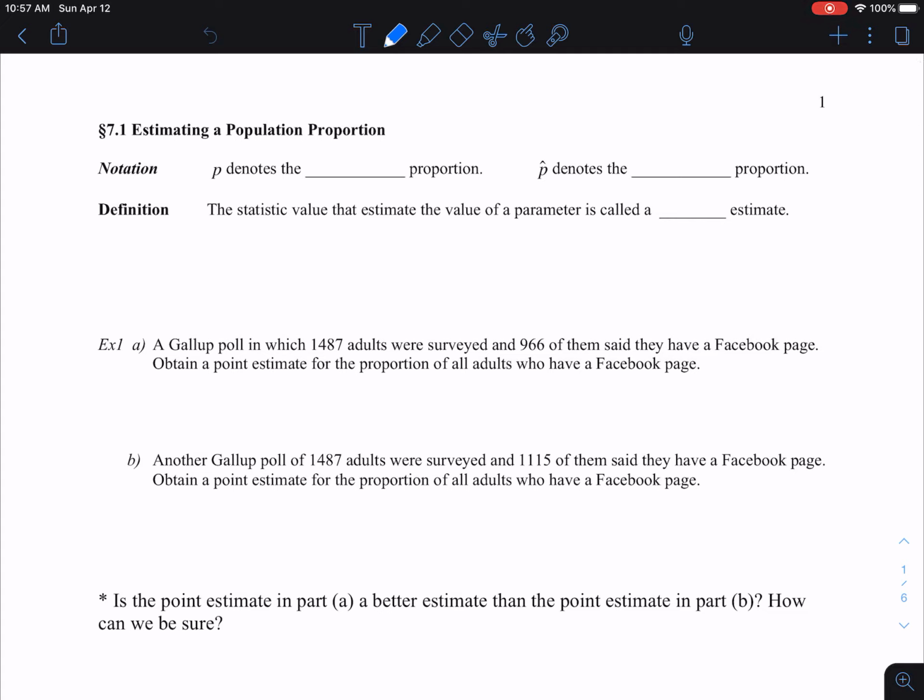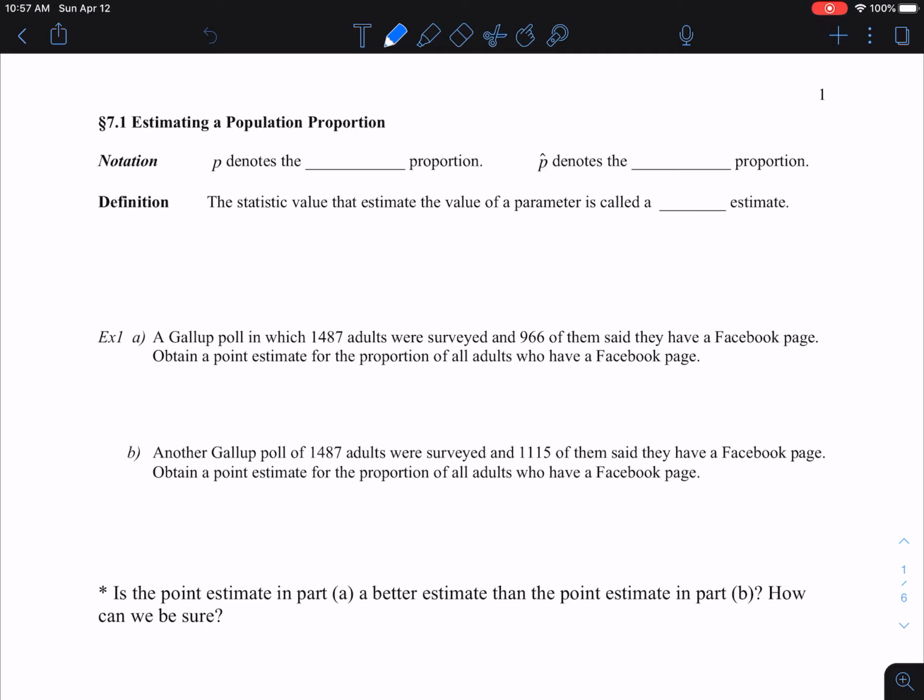So pretty much up to this point, in every single problem we've done in this class, the parameter is always given for a population, like the mean of this population, the proportion of this population is such and such. So now in this chapter, we're going to go backwards. We're going to say, okay, well, what if the population parameter is not given? Can we still estimate it? Can we guess what that value is based on the sample data? So that's what this chapter's concept is about.